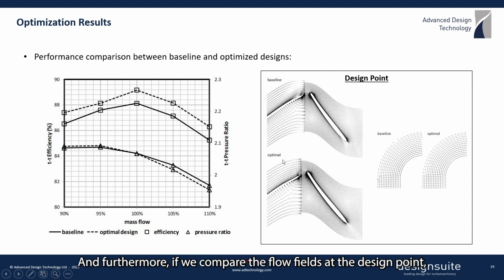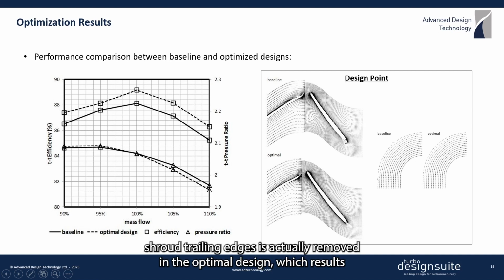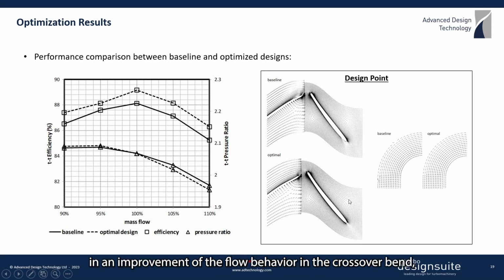And furthermore, if we compare the flow fields at the design point, then the flow separation near the baseline impeller and diffuser shroud trailing edges is actually removed in the optimal design, which results in an improvement of the flow behavior in the crossover bend, as you can see in this area.